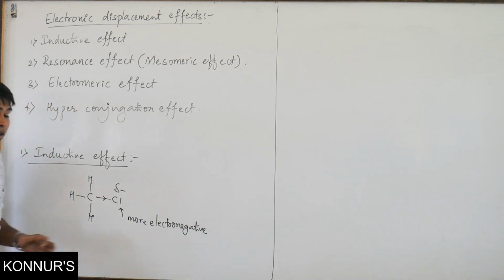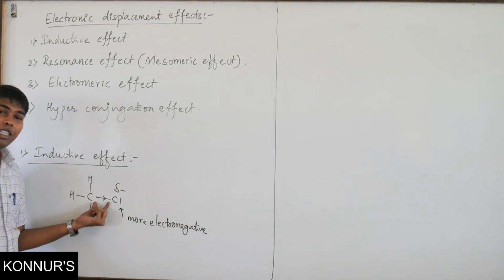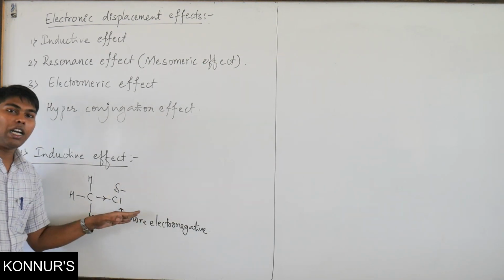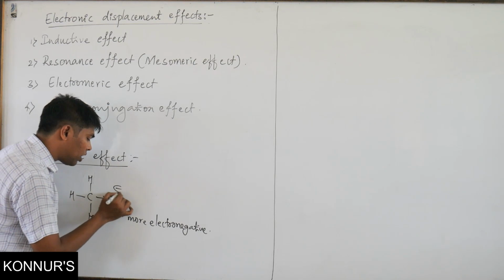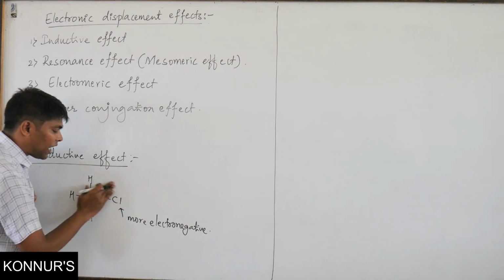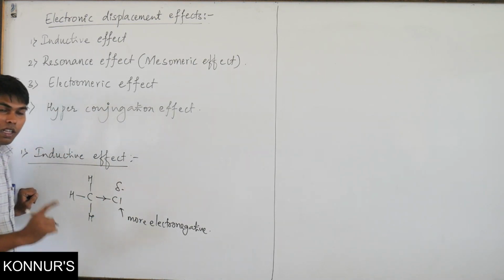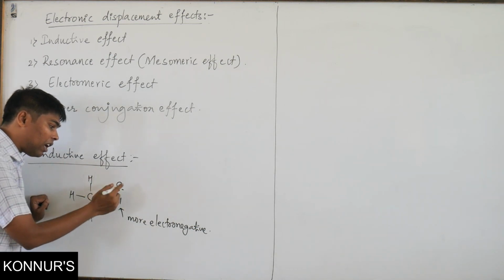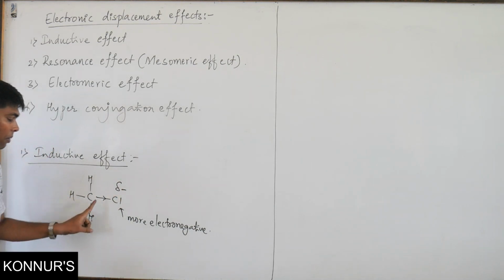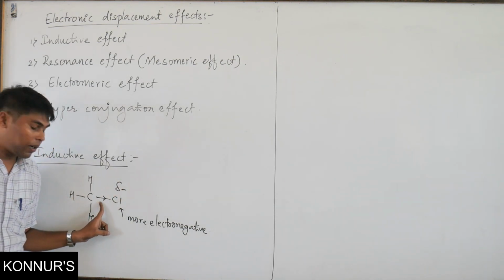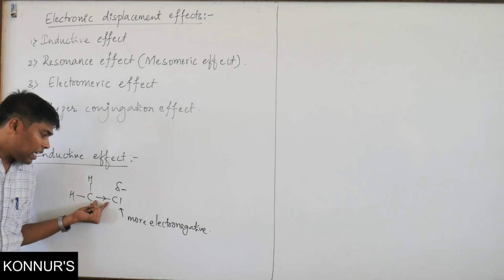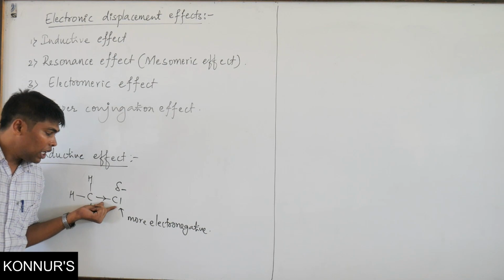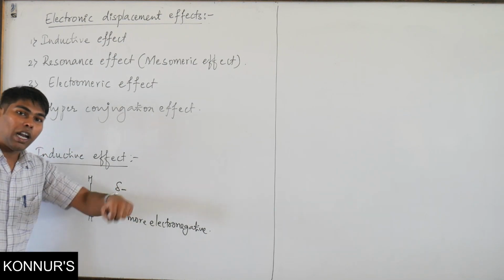Sir, students will ask: there is a bond and chlorine is attracting the bonded pair of electrons, so why don't you write a complete negative charge? You are writing only the partial charge. Here, the bond will not break. If the bond breaks, then I will write the complete charge. But here the bond is not broken. The electron density is only shifted towards the nucleus of chlorine, because chlorine is more electronegative in nature.